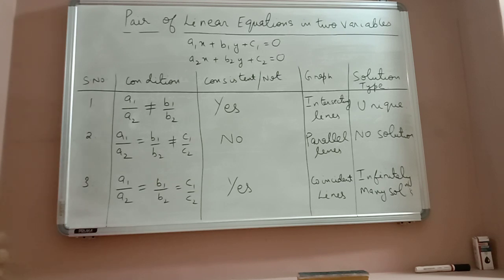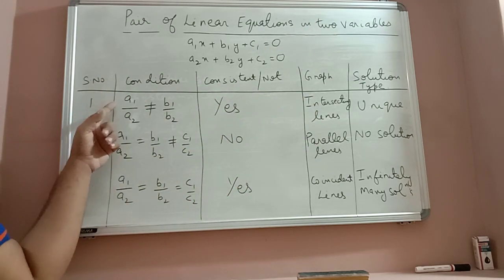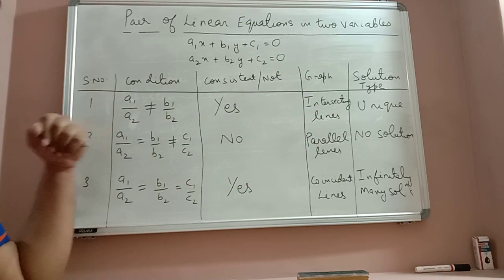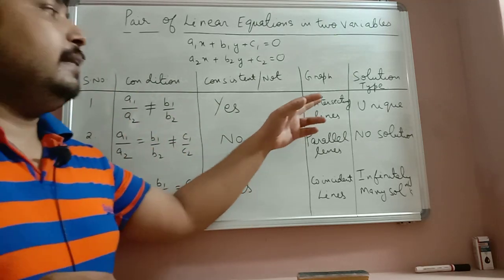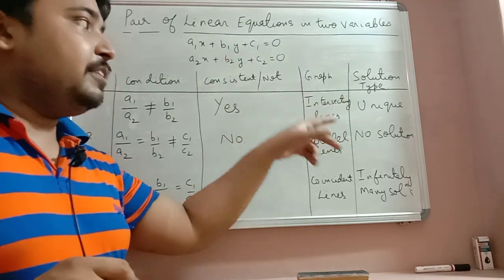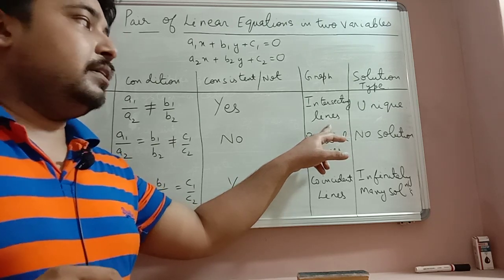So let me just repeat the conditions. Condition for unique solution is a1 by a2 not equal to b1 by b2. System is called consistent because there exists one solution and the lines are intersecting. The point of intersection gives the solution on the graph.